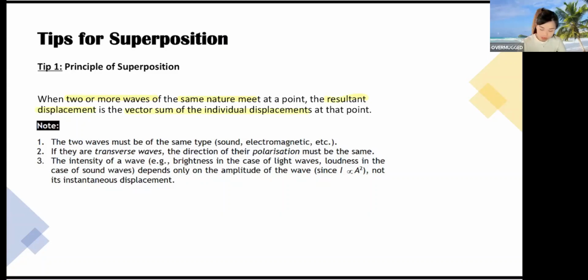So the two waves must be of the same type, and if they are transverse waves, they must have the same polarization of direction, and the intensity of the wave has to depend only on the magnitude of the wave, as intensity is directly proportional to the square of the amplitude for the principle of superposition.